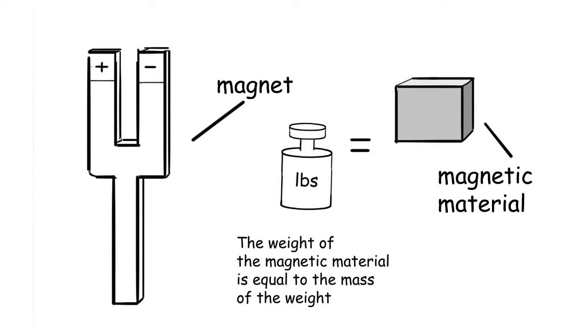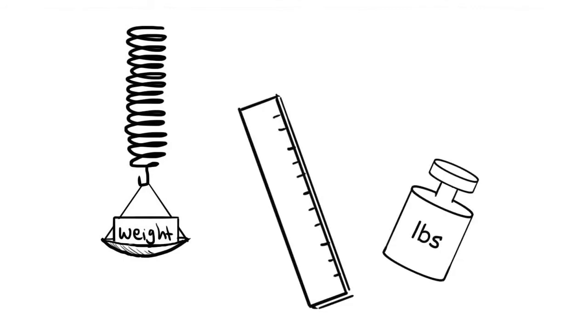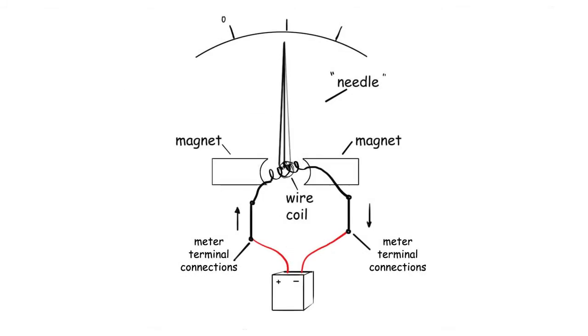The weight of the magnetic material is equal to the mass of the weight. The calibration is produced with the help of a spring. As we remember, the spring is calibrated with the help of the weight and the ruler. A flat coil of wire is placed in the air gap between the magnet poles. A constant electric current of unknown force from the source of electromotive force flows through the flat coil.